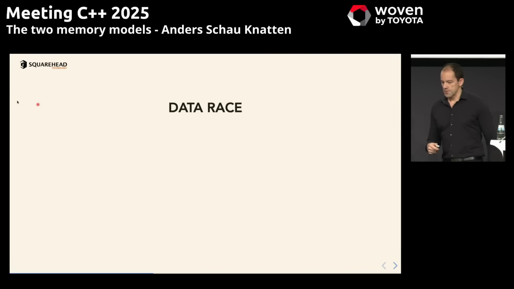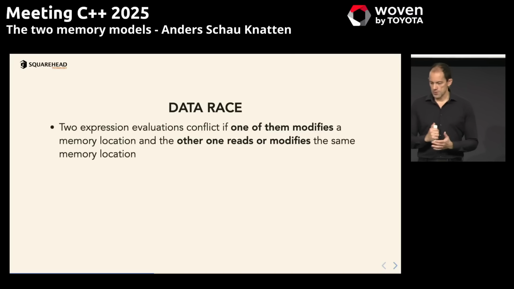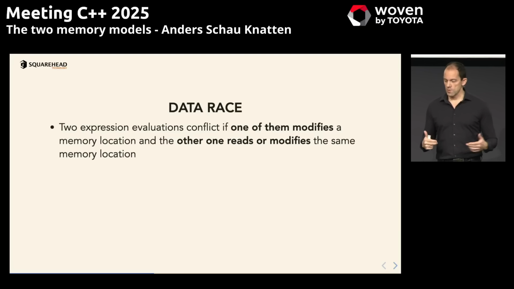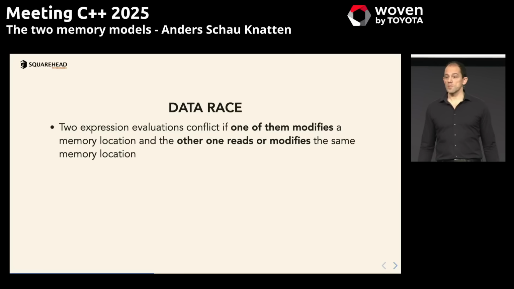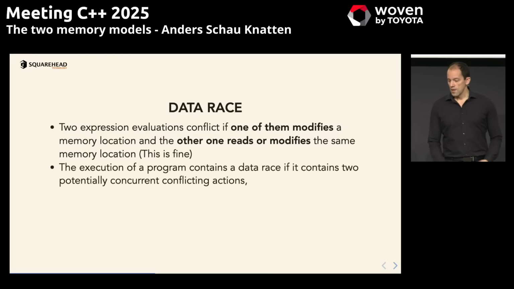So what's a data race? First, we have this section saying two expression evaluations conflict if one of them modifies a memory location and the other reads or modifies the same memory location. And conflict, that sounds like a bad word. It just means two things are using the same memory location and one is a write. But you do that all the time, right? X equals 4, Y equals X. These two conflict. But it's fine. It's not bad yet. So this is fine so far.